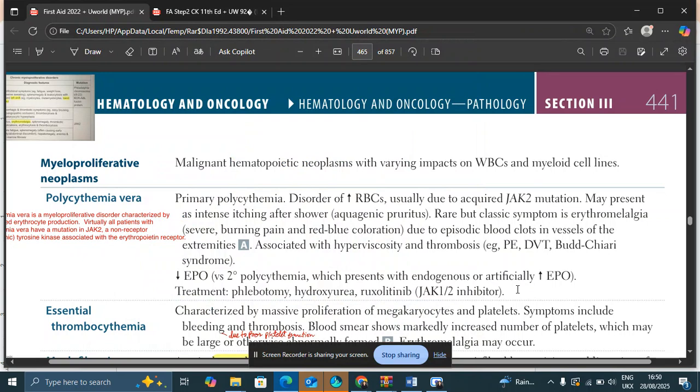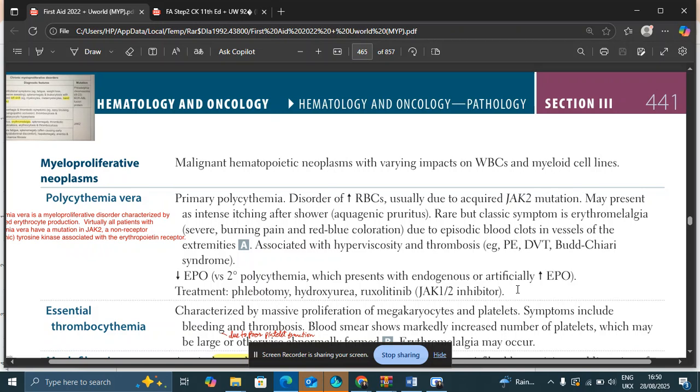The first is chronic myelogenous leukemia. I think I have discussed CML in one of my lectures, but I will try to cover it again. The second is essential thrombocytosis. Third is polycythemia vera, and fourth is primary myelofibrosis. We'll start with polycythemia vera.